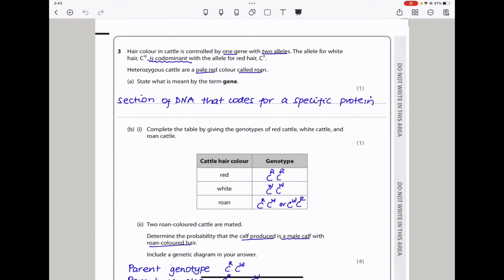Question 3. Hair color in cattle is controlled by one gene with 2 alleles. The allele for white hair, which is that, is codominant with the allele for red hair, which is that. They say heterozygous cattle are a pale red color called RO1. Question A says, state what is meant by the term gene. A gene is a section of DNA that codes for a specific protein.